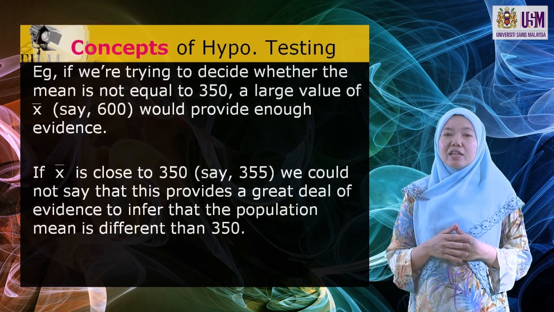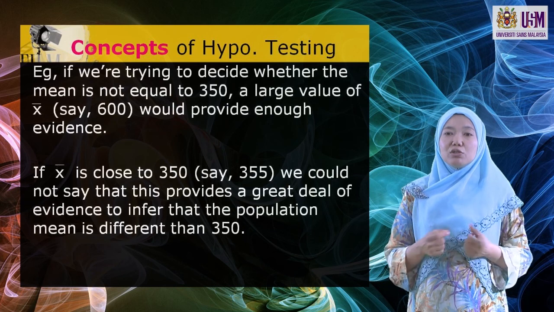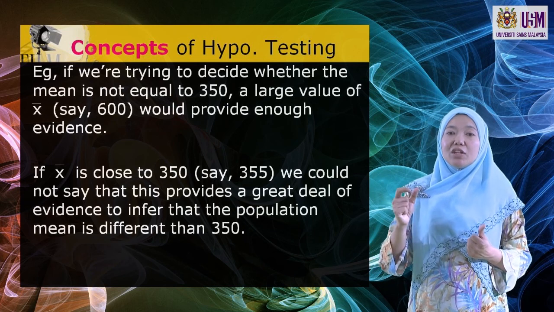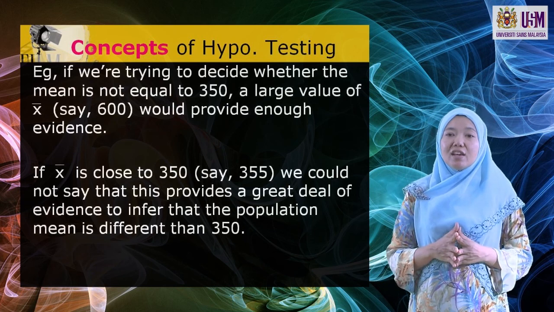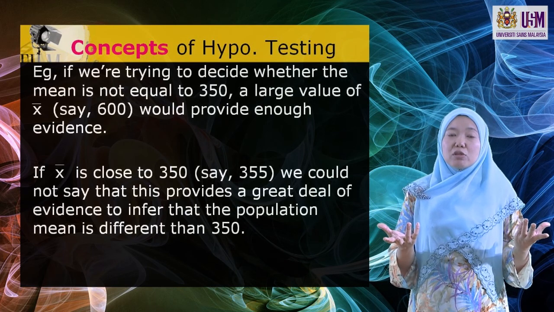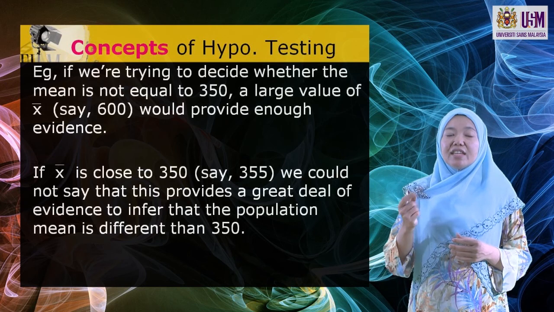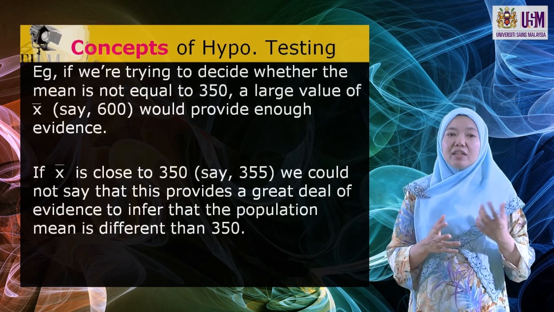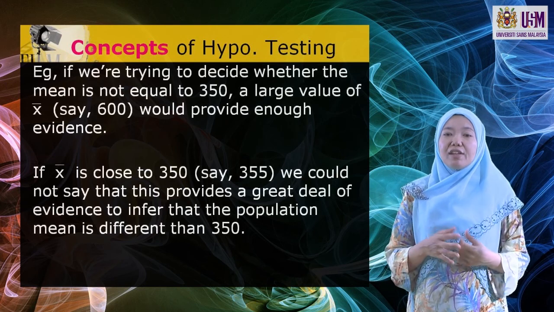Let's go back to the example of mean lead time just now. In this case, if we are trying to decide whether the mean is not equal to 350, a large value of x bar, say x bar equals 600, would provide enough evidence. But what if x bar is closer to 350?